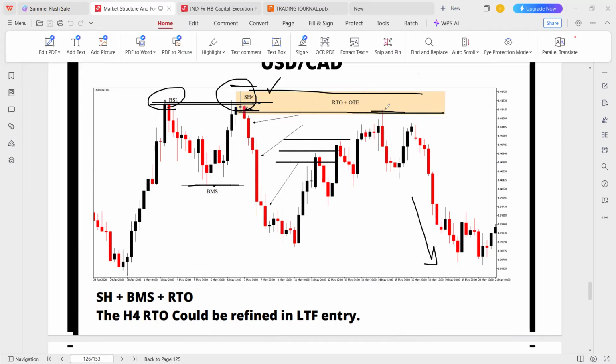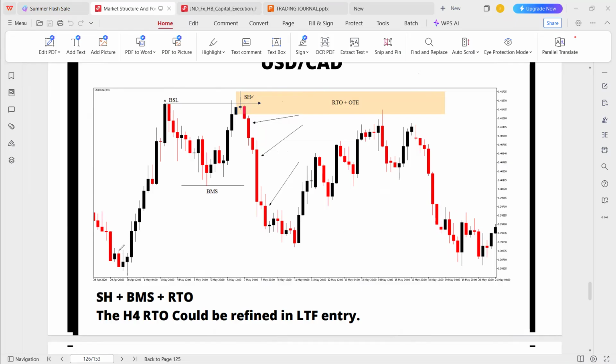So if you're selling here, what's your target? The last low, last low, last low, and price reached all those TPs. And this is a 4-hour time frame, so this is mainly for swing traders as well. Here the author is also showing us that we can refine our entries on lower time frames as long as we understand what's going on with the higher time frame.